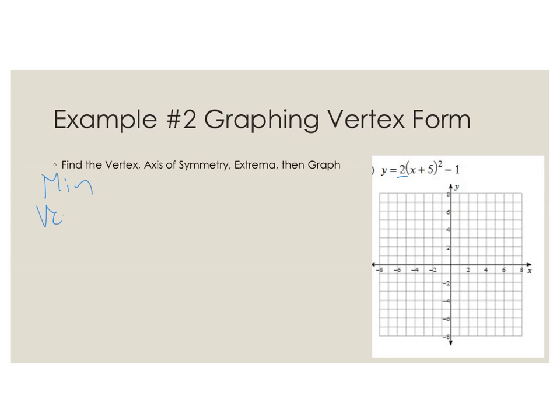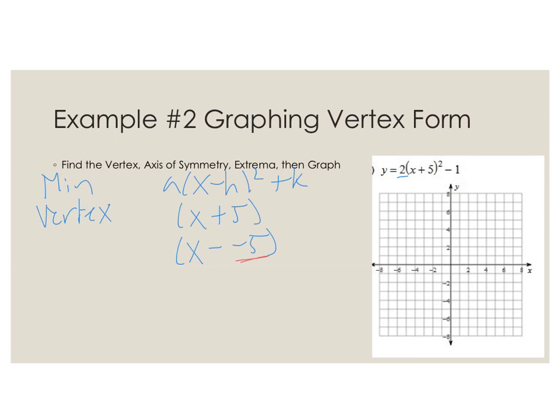The vertex. This one's different from last time. Let's see how. The form is a times x minus h squared plus k. It's written as x minus h. However, our example is x plus 5. We can rewrite x plus 5 as x minus a negative 5. Remember, minusing a negative means plus. So h is now going to be a negative 5.